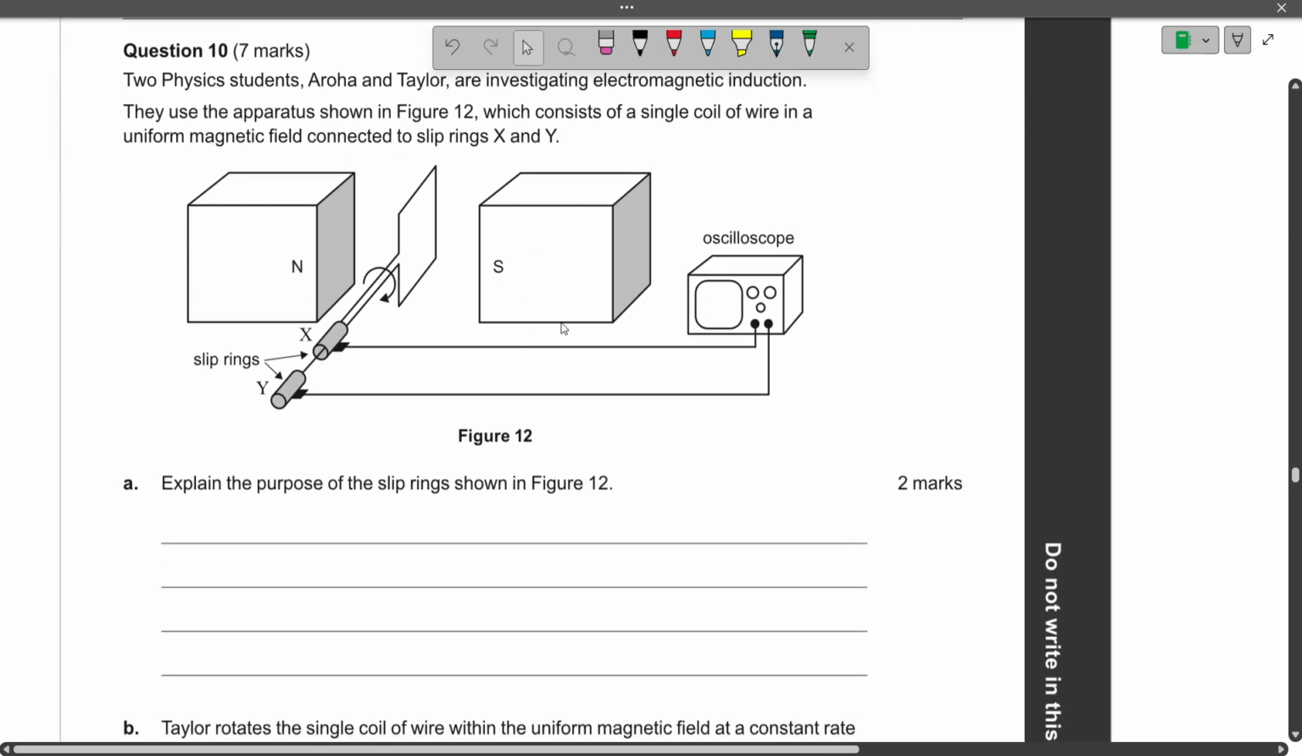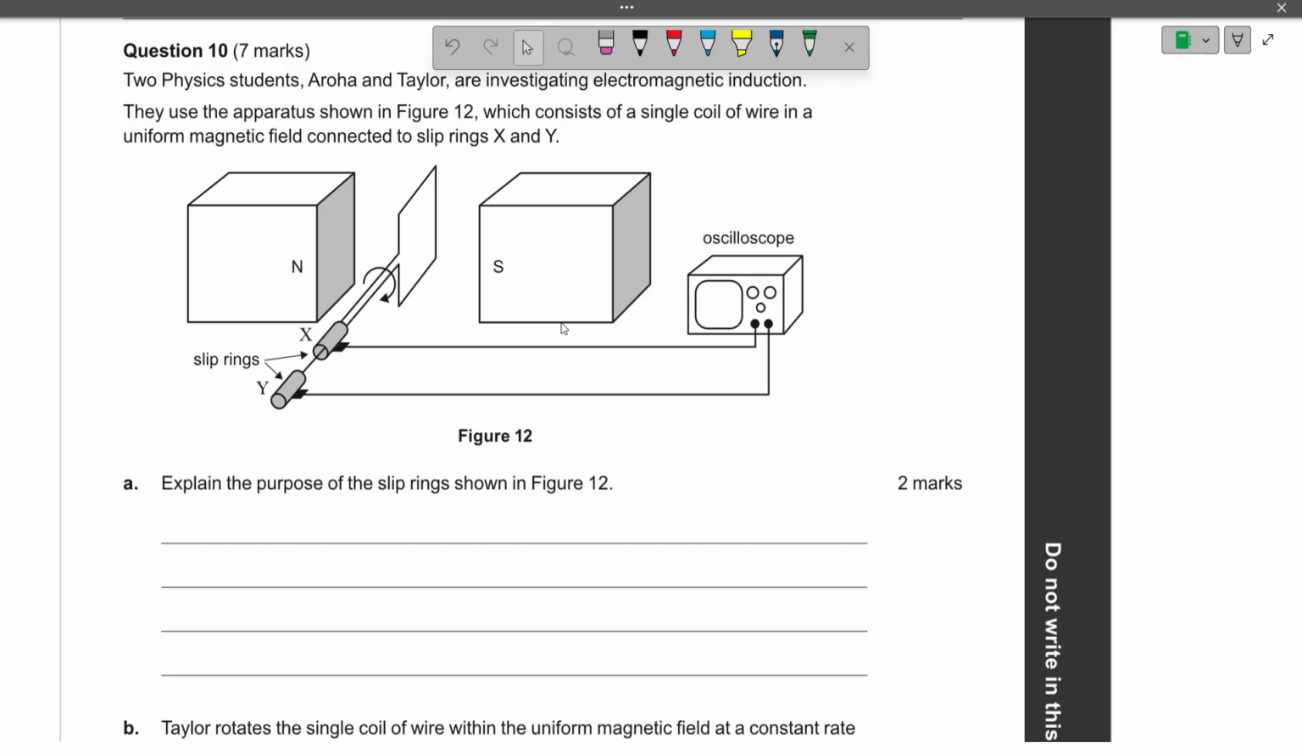Question 10. Two students, Aroha and Taylor, are investigating electromagnetic induction. They use the apparatus shown in figure 12, which consists of a single coil of wire and a uniform magnetic field connected to slip rings X and Y. Explain the purpose of slip rings as shown in figure 12.